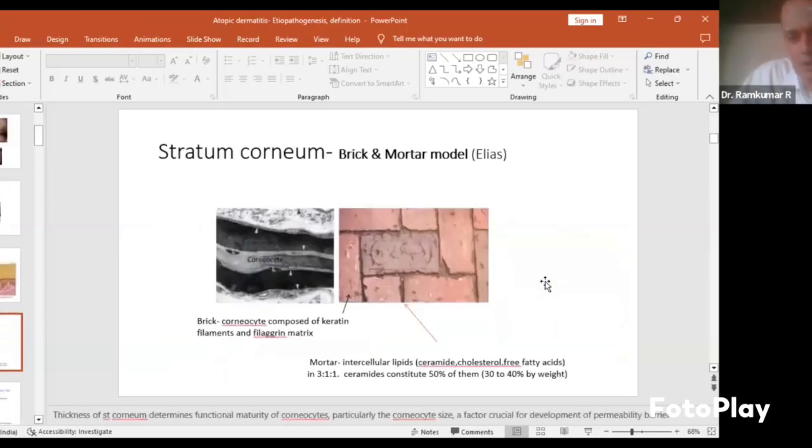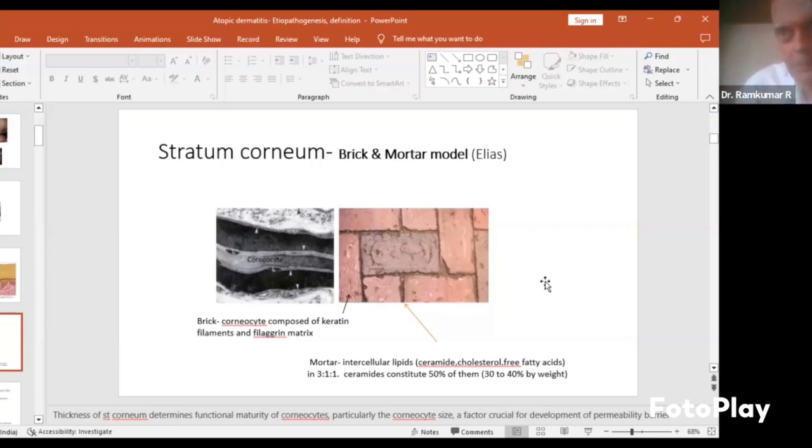So these 2 reasons make atopic dermatitis common in the face and the flexures. This is the bricks-and-mortar model proposed by Elias. There are 2 components. The stratum corneum has a plasma membrane which is replaced, and it does not have a plasma membrane like the rest of the cells. It contains a thick shell called the cornified envelope, and in between the cells it is packed with lipids. The lipids are very unique.